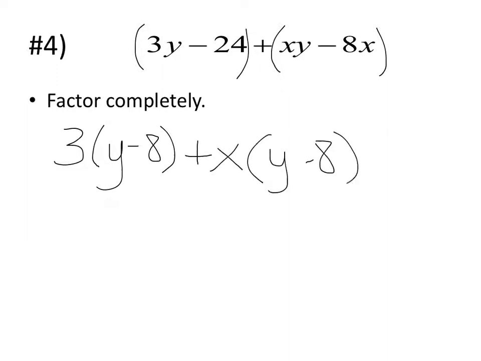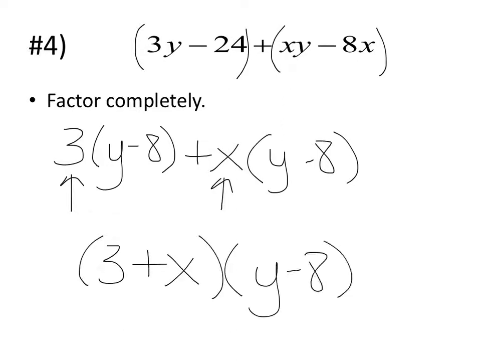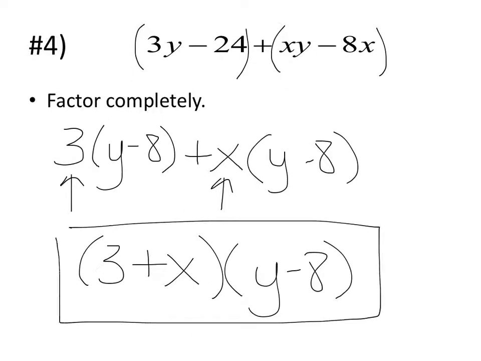Now, the goal of factoring by grouping is that your parentheses end up the same. So you're going to take what's outside of the parentheses, so you get 3 plus x times what's inside the parentheses, which is y minus 8. And remember, you should always be multiplying all of these to check your work.